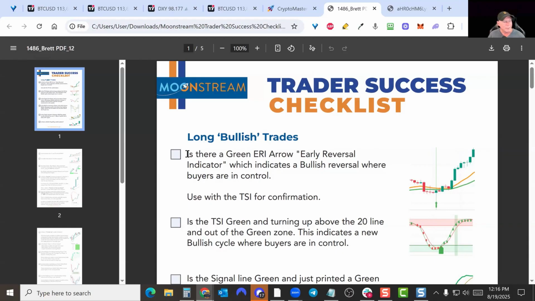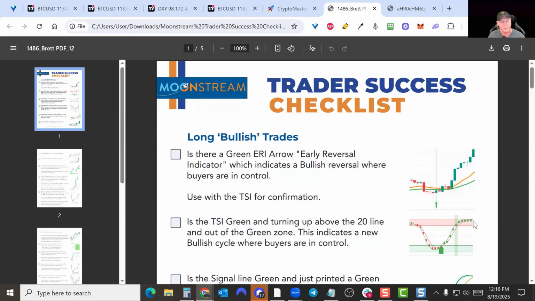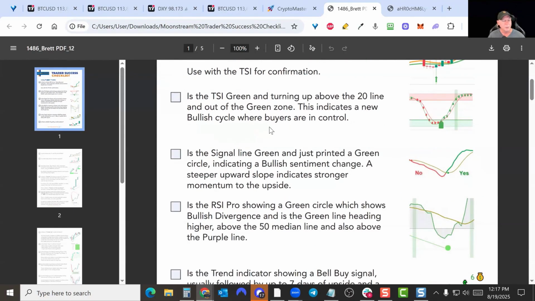So is there a green arrow if you're evaluating a long trade? And yes, there are bearish signals also. That would be the opposite, obviously. Is there a green arrow, early reversal indicator, which indicates a bullish reversal where buyers are in control? And so if you see a green arrow there, then you would check that box. Trade success score, 1. Is 1 enough? No. Is 2 enough? Usually.